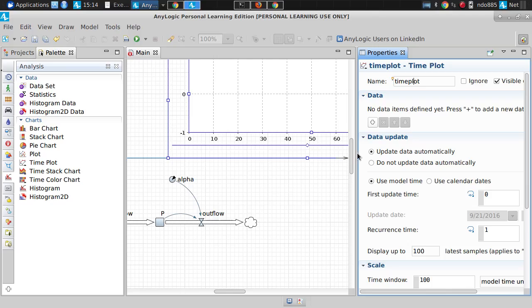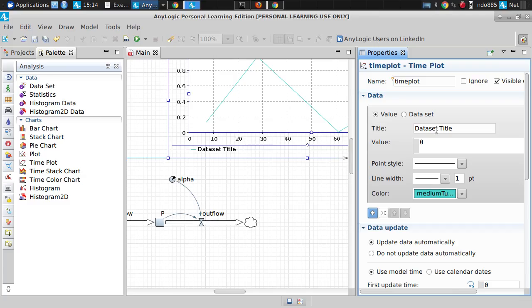Okay, ladies and gentlemen, we're going to add a data item here. Whence did I go? I went to the analysis palette, which has this thing that looks like a histogram or bar chart. I went down to the palette and dragged in a time plot. Now we're going to add a data item to this time plot, and that is going to be P. It's going to have the title P. How did I get that? I used this plus. And its value is going to be this dot P. I'm going to start using this. It's the P within me.